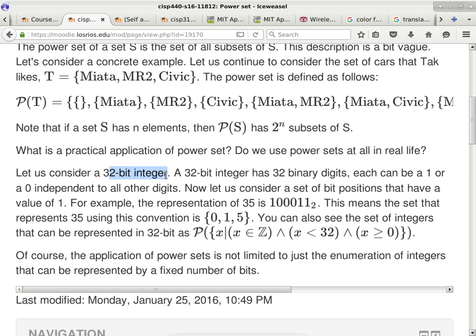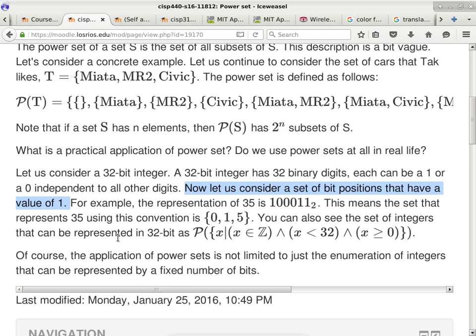With a 32-bit integer, we have 32 binary digits, which is why we use the word bit, because the b comes from binary and the it comes from digit. Each digit can be a 1 or 0 because it's binary, and they're independent of each other. So you cannot say, oh, this bit has to be a 1 because the other ones are 1s. Now let us consider a set of bit positions that have a value of 1.